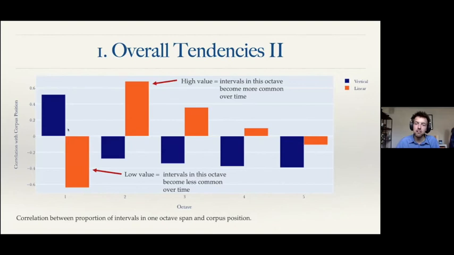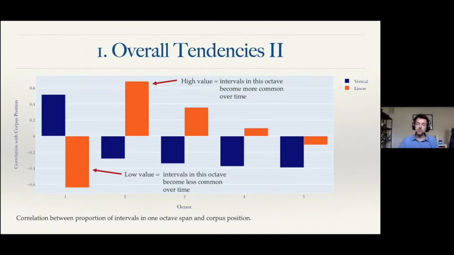Essentially, for each pair of bars, we've got the intervals in each octave span. So here, 0 to 11 semitones, 12 to 23 semitones, etc. And this is the correlation with corpus position. So if there's a high value, then intervals in this octave are becoming more common over time. A low value, they're becoming less common over time.